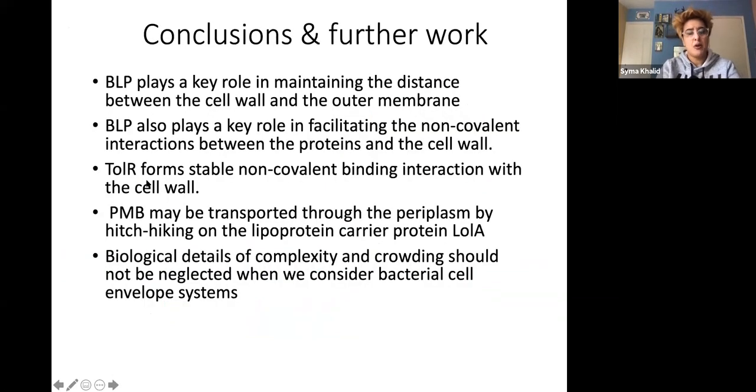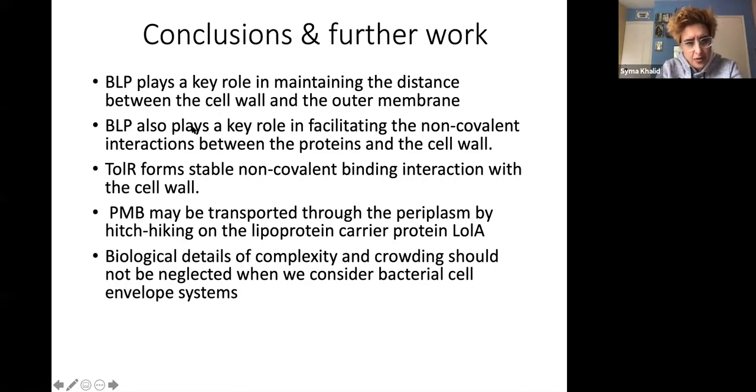Okay, so to conclude, I think what I've shown here is that we found bronze lipoprotein plays a key role in maintaining the distance between the cell wall and the outer membrane. But that was known before. I'm not claiming that we are the first to say that. We saw it happen in our simulations, but experimentally this has been known too.